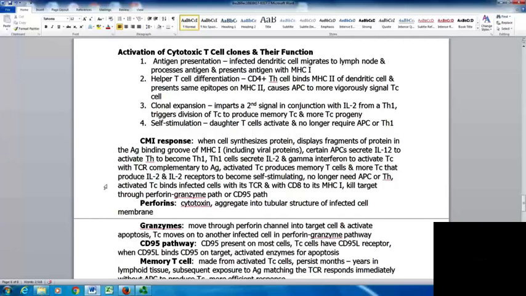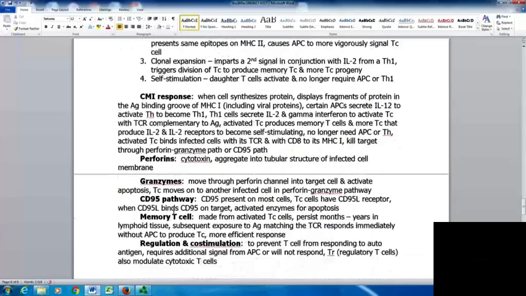complementary to the antigen. These activated cytotoxic T cells produce memory T cells and more cytotoxic T cells that will produce IL-2 and the IL-2 receptors. So it becomes self-stimulating. It's no longer needing antigen-presenting cells or T helper cells. So the activated cytotoxic T cells bind infected cells with its TCR and with CD8 to its MHC1. It will then kill it through the perforin granzyme pathway or the CD95 pathway.